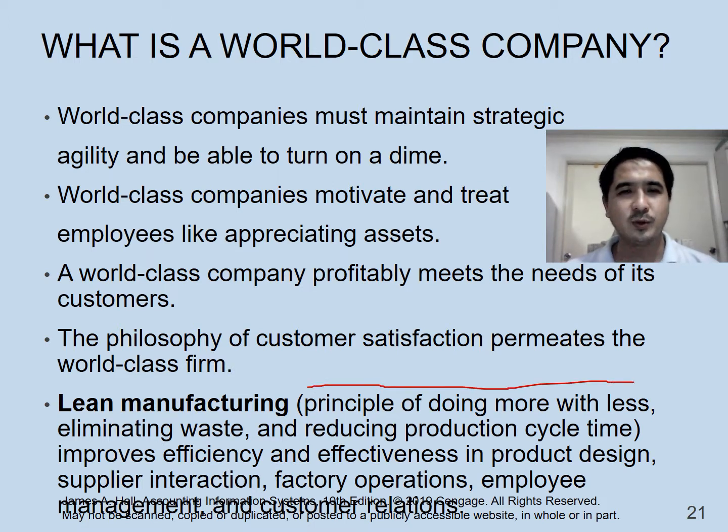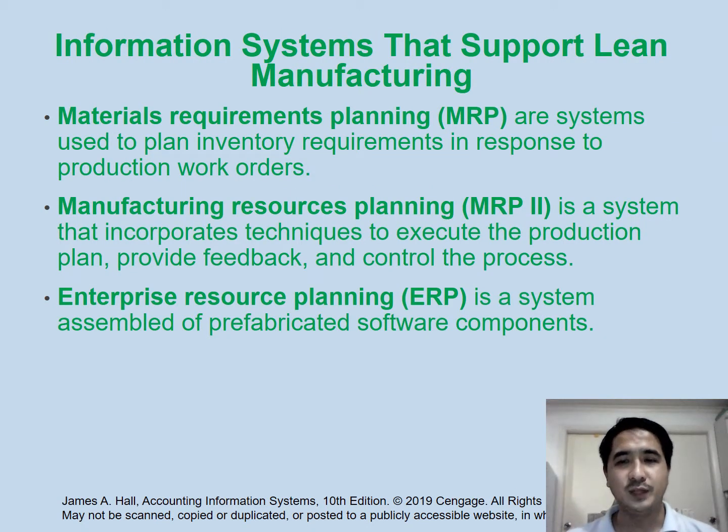Okay. So the principle of doing more with less, eliminating waste, and reducing the production cycle is the key concept of lean manufacturing. Okay. We need to discuss lean manufacturing because of these important concepts that you will encounter if you study manufacturing. Probably you already encountered this in OPMAT. The MRP, MRP2, and ERP. So we'll be discussing this because these are important concepts in manufacturing. At least if you encounter this, you have an idea.